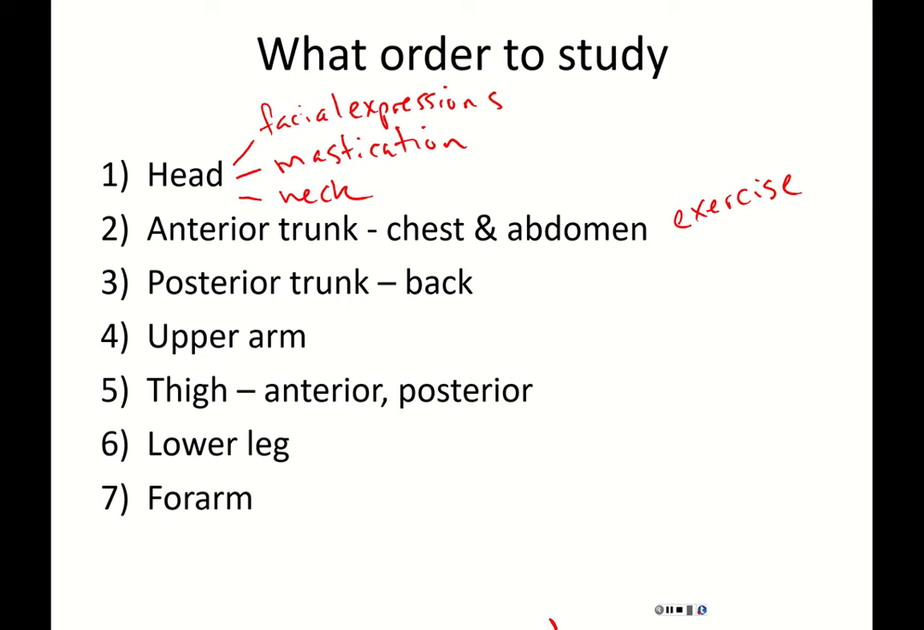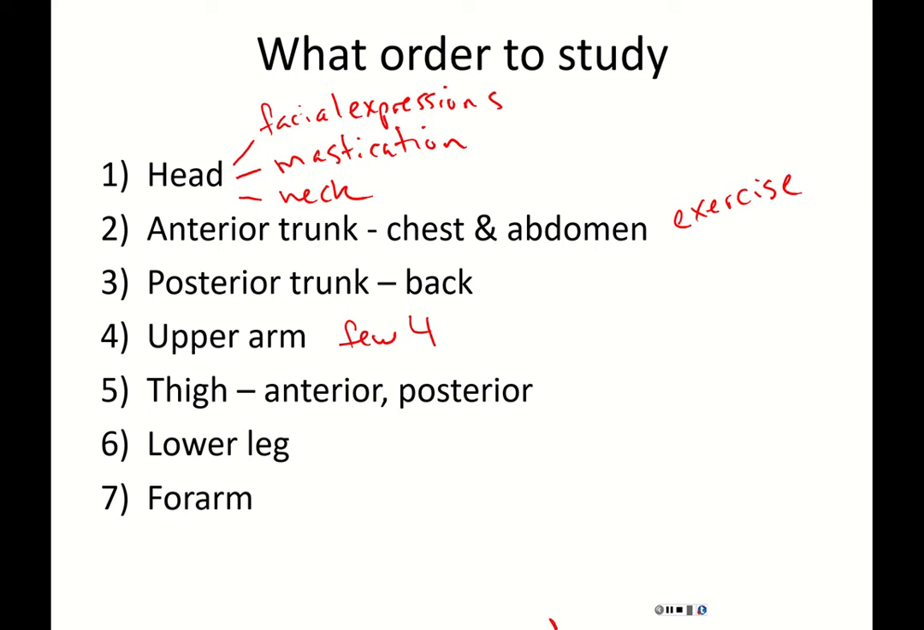back. Next, I would move to the upper arm because there's only a few muscles here. Let me think, there's 1, 2, 3, there's only 4 muscles that you need to know for the upper arm, so it's not bad at all. Next, the thigh. The thigh does have a lot of muscles, so I would start with the anterior and then move on to the posterior.